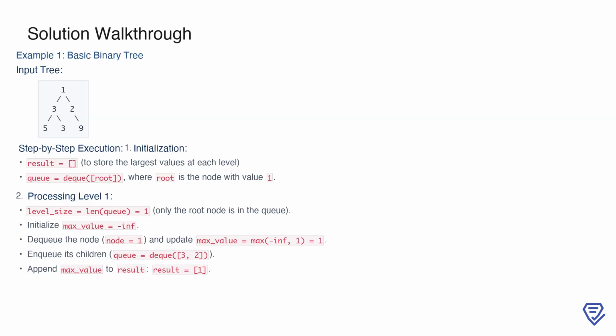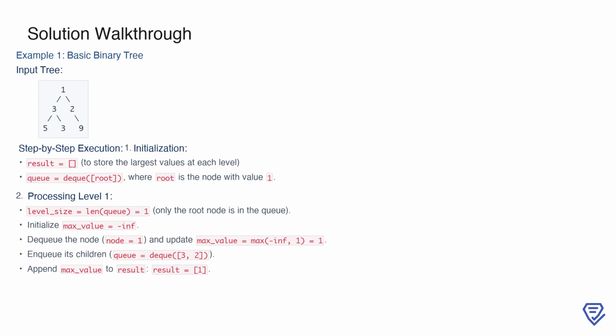Let's start with a basic binary tree example. The tree has 3 levels, with the root node having a value of 1. On the second level, the root has 2 children, a left child with value 3 and a right child with value 2. On the third level, the left child has 2 more children with values 5 and 3, while the right child has a single right child with value 9.